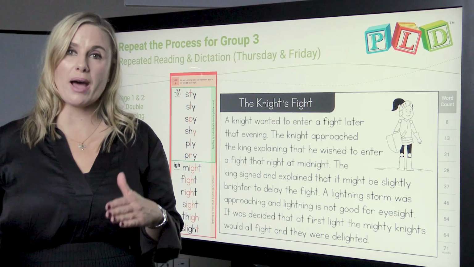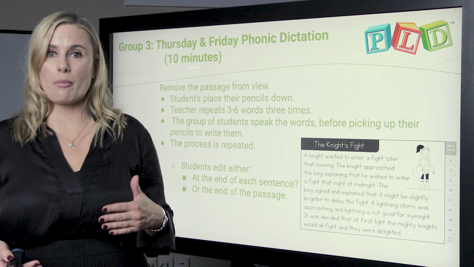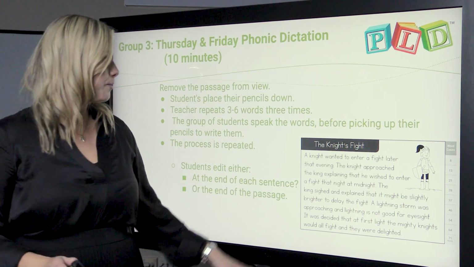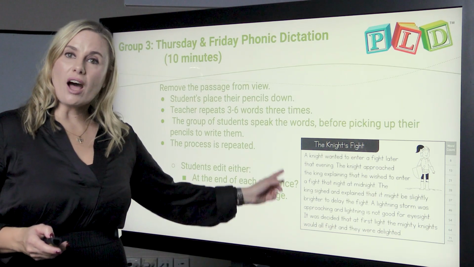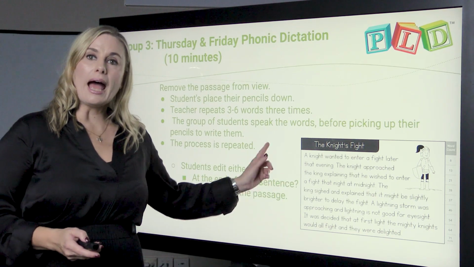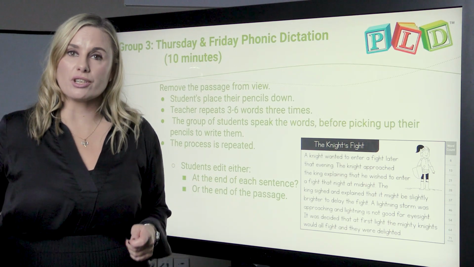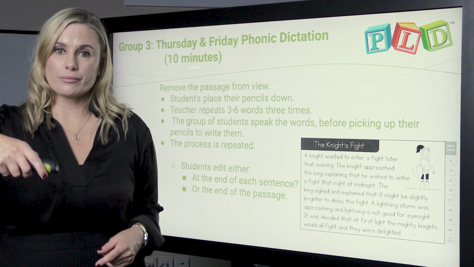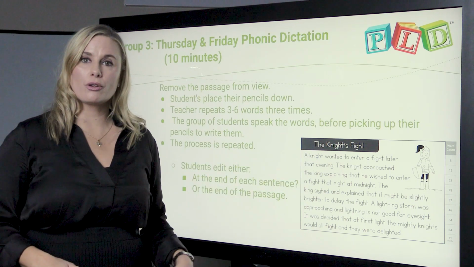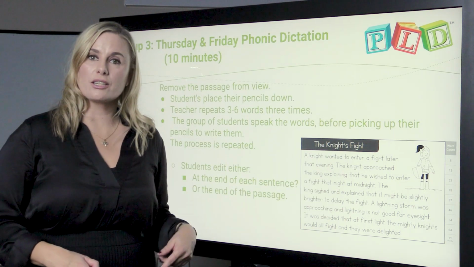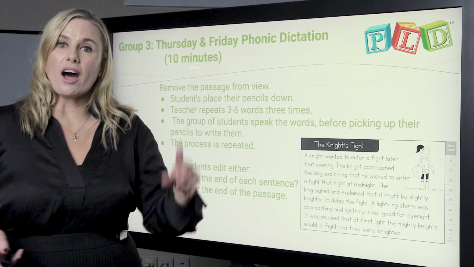You're going to remove the passage from view, and it is now phonic dictation. The knight's fight. A knight wanted. What are you going to write? A knight wanted. Go. To enter a fight. What are you going to write? To enter a fight. Go.